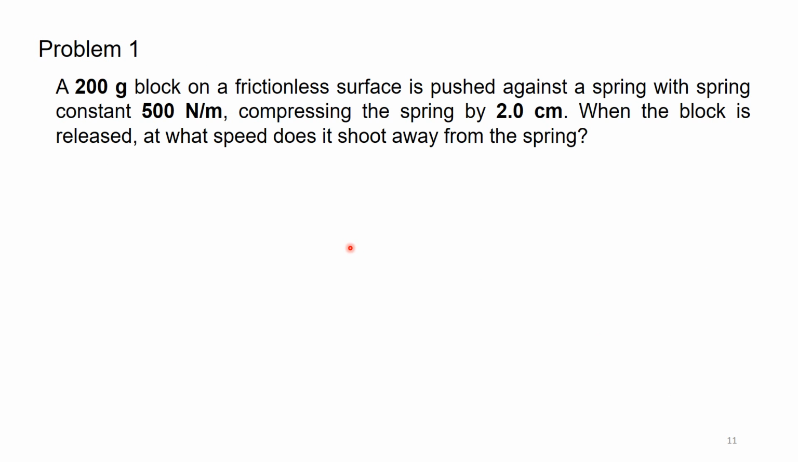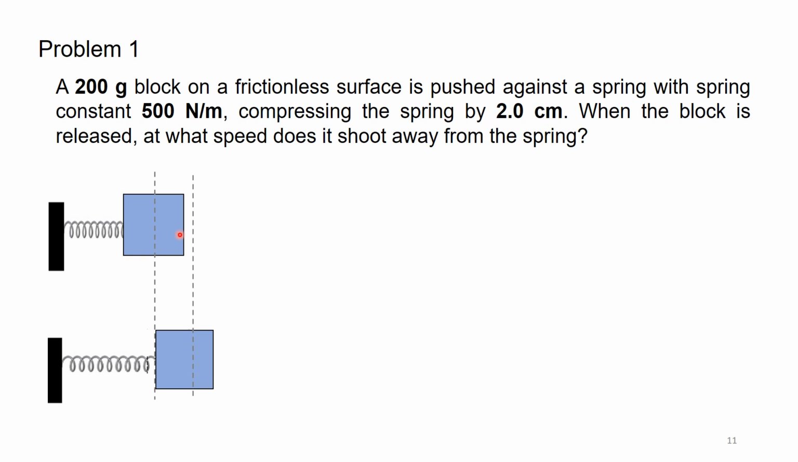So let's look at this problem. We have a 200-gram block on a frictionless surface, and it's pushed against a spring, and the spring constant is 500 newtons per meter. Okay, that's the unit for spring constant. And when we apply this force, the spring is compressed by 2 centimeters. Okay. So then the spring has been compressed and the block is pushed against the spring. Then you release the block, and the block shoots away. Okay. So we are trying to calculate the speed at which the block shoots away from the spring.